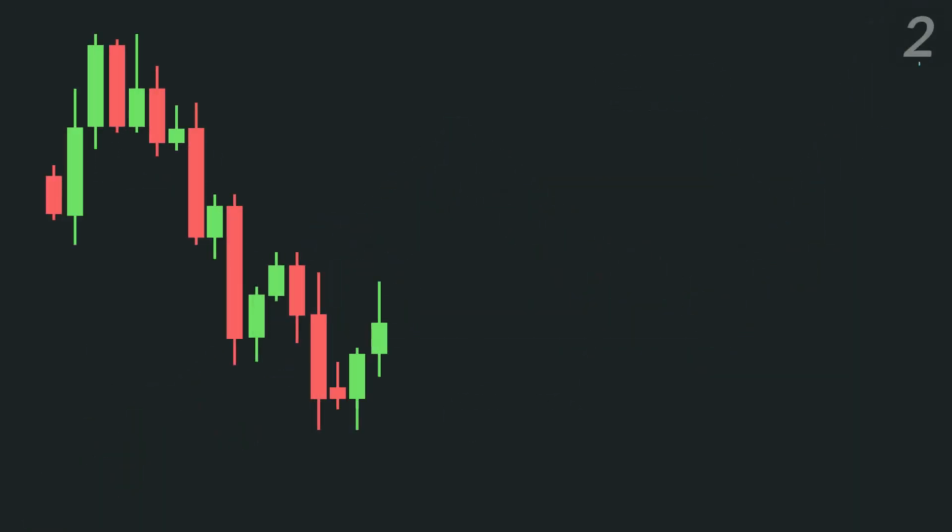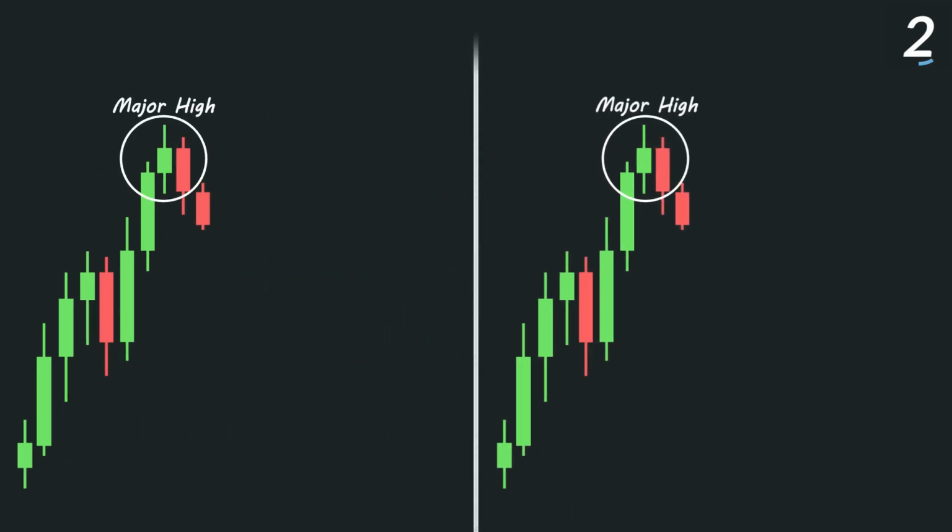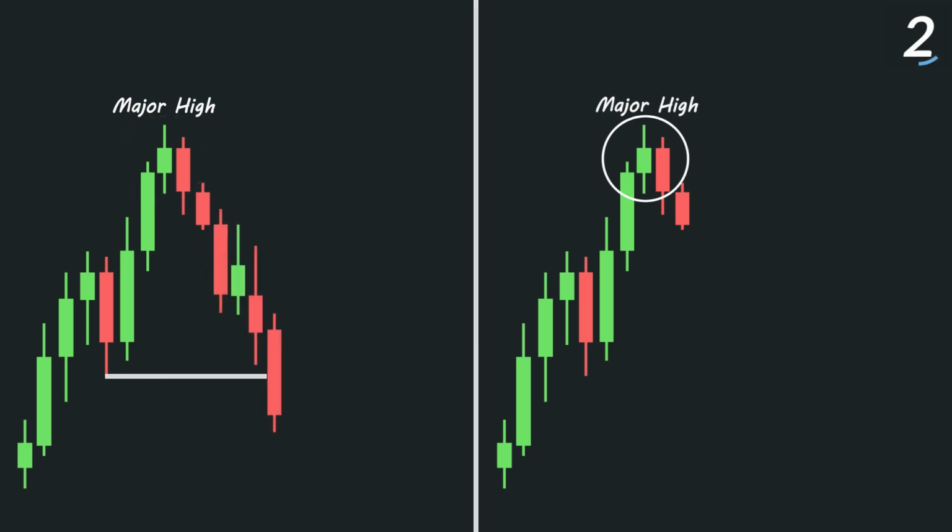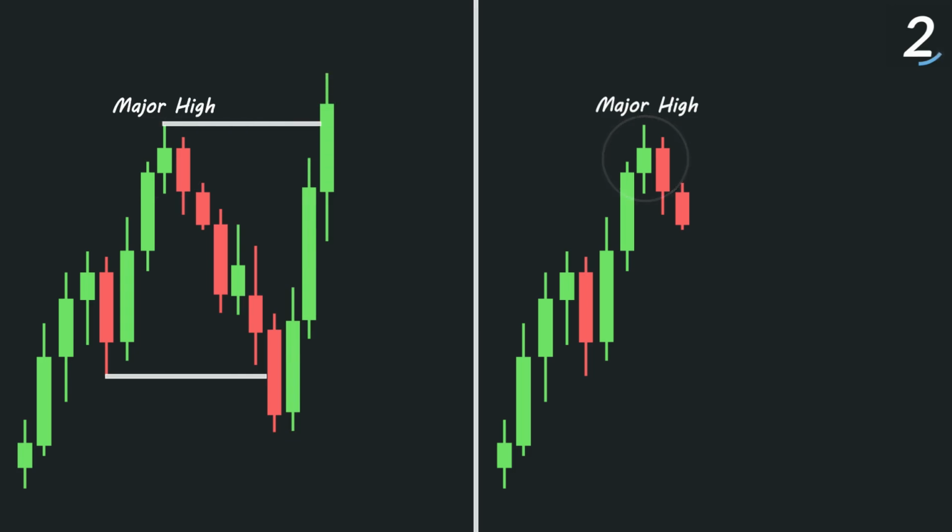The next step is to determine whether the pullback is a valid or invalid inducement. In a bullish market, after the price forms a major high, two possible scenarios may occur for the trend to continue. The market might make a corrective move and then resume its trend by breaking through the major high, or it might continue its trend without any corrective movement.